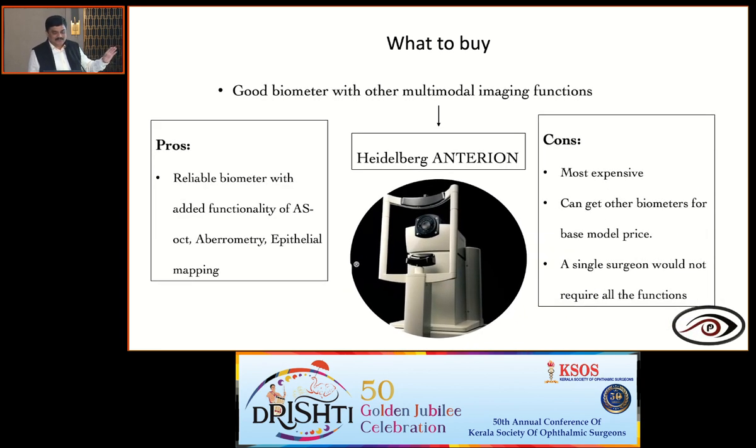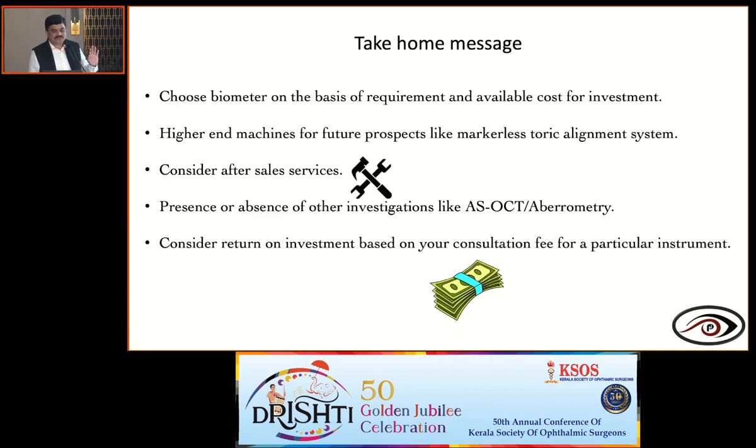Probably if you need a good biometer with multimodal imaging functions like topography and all other features, then Anterion gives good results. So choose the biometer on the basis of the requirement and the cost of the investment. Consider a higher end machine for future purposes like a markerless toric alignment system. Consider after sales service, which is also very important. Presence or absence of other investigations like OCT or ablation you need to look at. And consider return on investment based on your consultation fee and the particular investment.